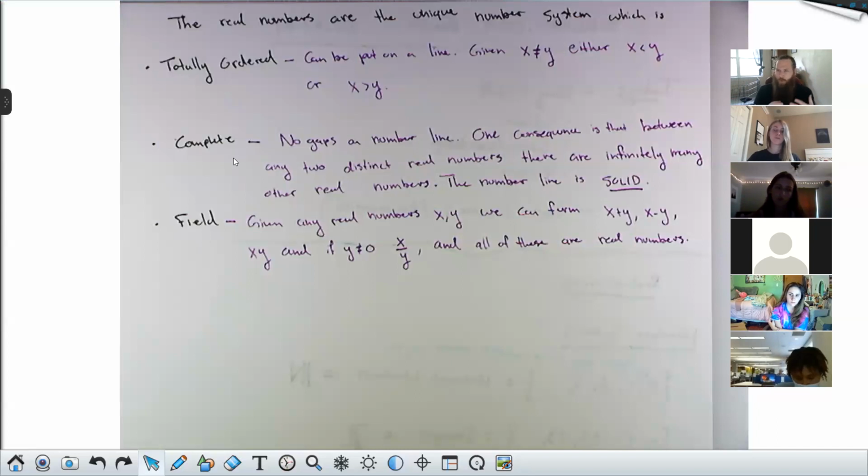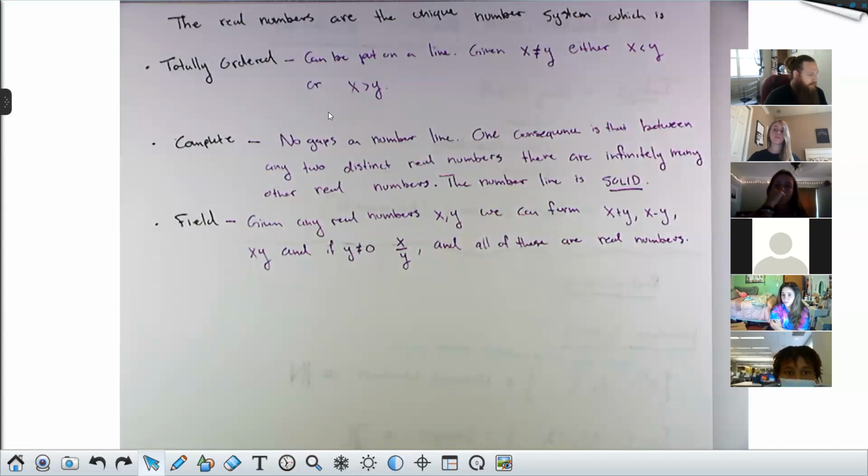It's all about motion and time. So the real numbers have these special features. They are complete, they are totally ordered, and they form a field. And those are the things that we need in order to do calculus. So we will be doing all of our work in the real number system because that's where you're going to be doing your calculus work.